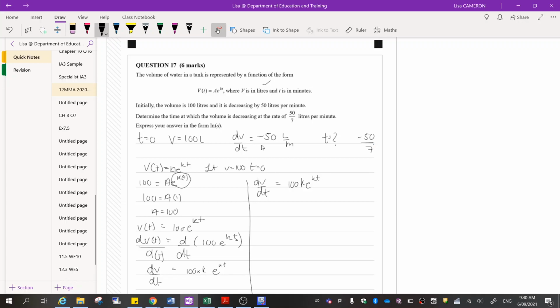And now we're going to use the second fact that we've got, that when T is equal to 0, the derivative is equal to negative 50. So let's just make that happen.